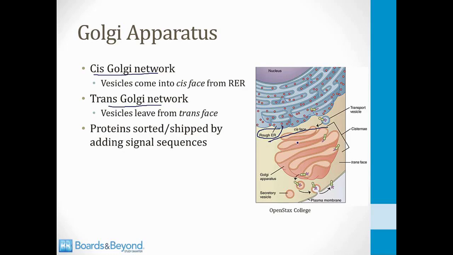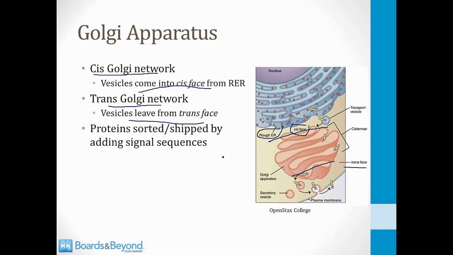This section of the Golgi apparatus here that is closest to the rough endoplasmic reticulum is called the cis-Golgi network, and this is called the cis face of the Golgi apparatus. So vesicles come into the cis face from the rough endoplasmic reticulum. Proteins then leave in vesicles from the trans face. So this is the trans-Golgi network over here, and this is the trans face of the Golgi apparatus. And vesicles leave from here to go to the plasma membrane or to other places in the cytoplasm.